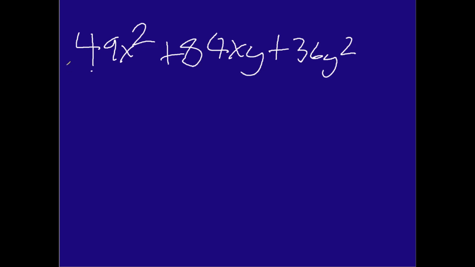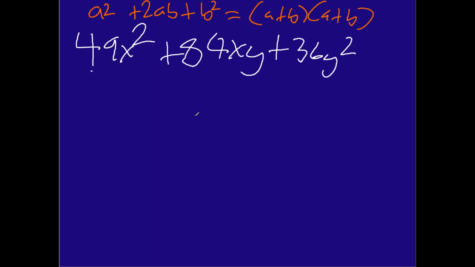Let me go ahead and write my little pattern at the top. So it should be a squared plus 2ab plus b squared. And this will give me my factored terms, a plus b, like so. So what are we going to do?